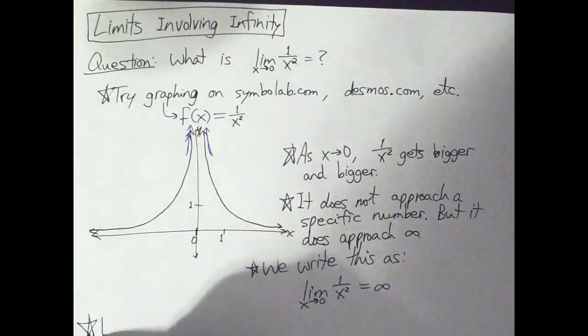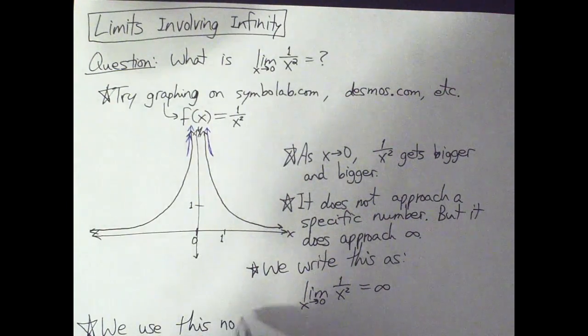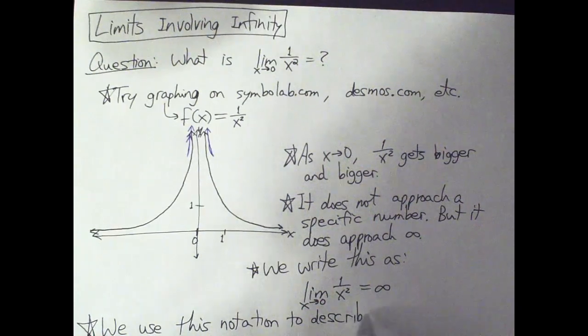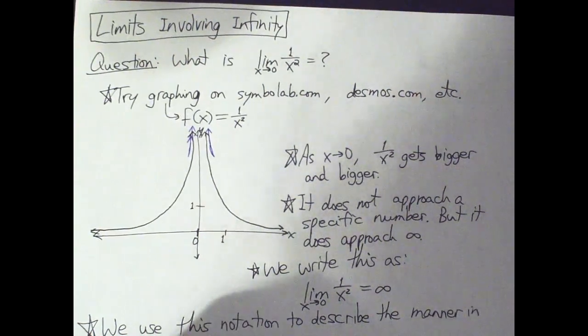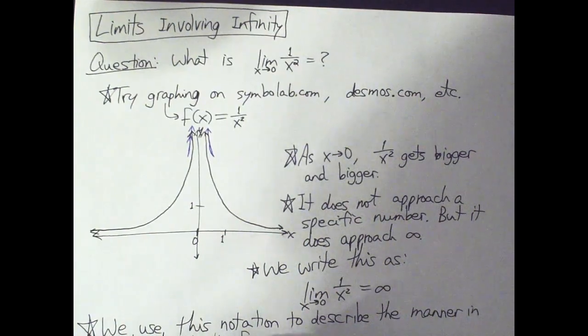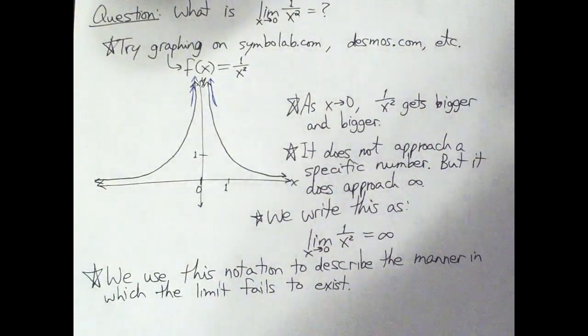To that, I say, we use this new notation to describe the manner in which the limit fails to exist. Okay? So this can seem a little tricky at first, but basically, technically, if we're going back to our original definition of limit, you could say that this limit does not exist.